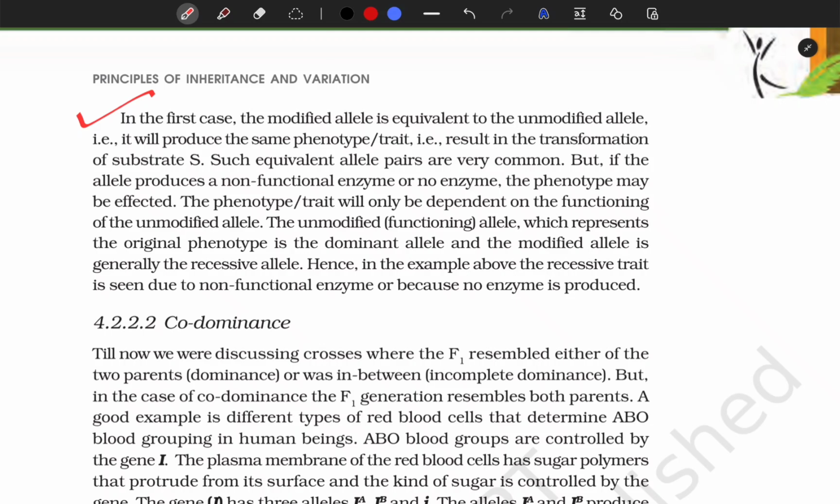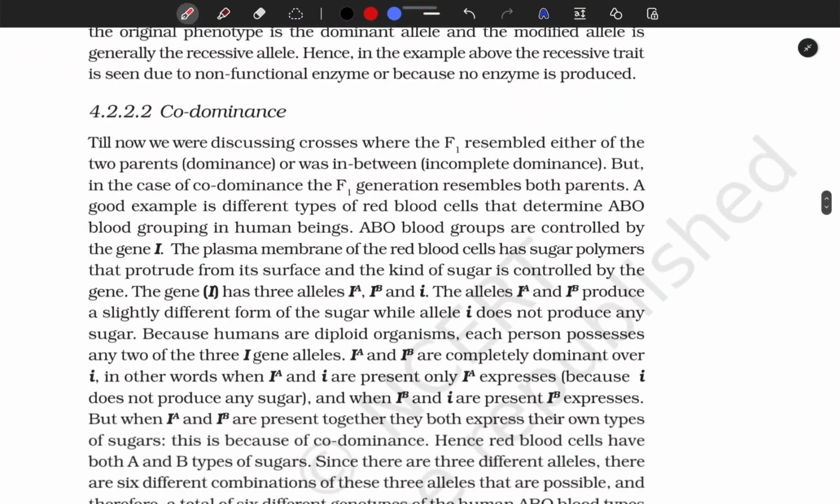Such equivalent allele pairs are very common, but if the allele produces a non-functional enzyme or no enzyme, the phenotype may be affected. The phenotype or trait will only be dependent on the functioning of the unmodified allele. The unmodified or functioning allele, which represents the original phenotype, is the dominant allele, and the modified allele is generally the recessive allele. Hence, in the example above, the recessive trait is seen due to a non-functional enzyme or because no enzyme is produced.